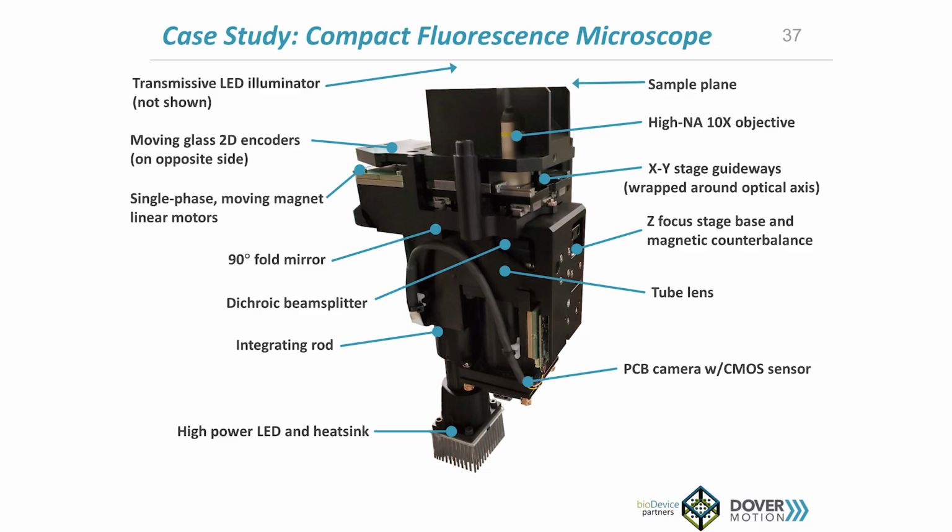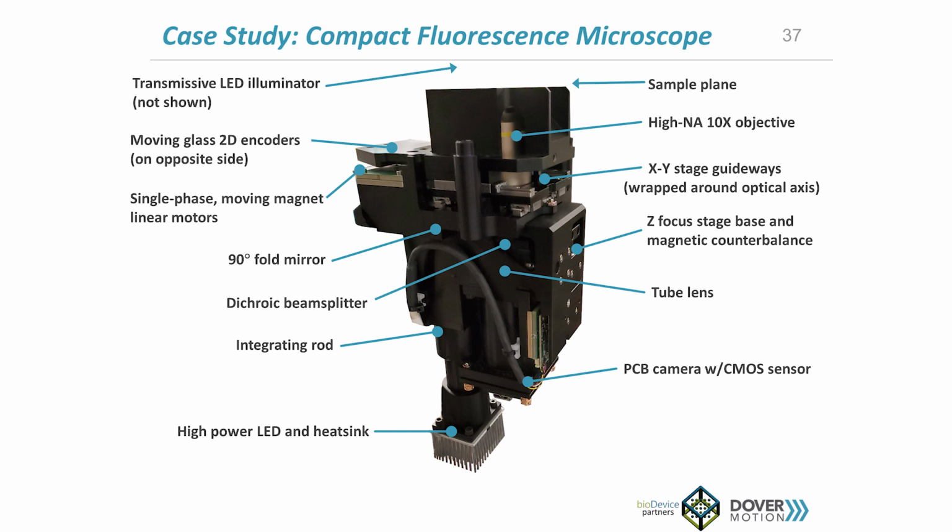As an example of a case study, this is a compact fluorescence microscope, fully functional with XYZ motion, that was a collaboration between a client and BioDevice and Dover Motion. In this figure, you can see some of the optical elements. For example, in the middle, it looks tan with a little yellow line on it. That is a standard microscope objective, high NA, but standard microscope objective. And I'll follow the light through the system to explain how the optics are laid out.